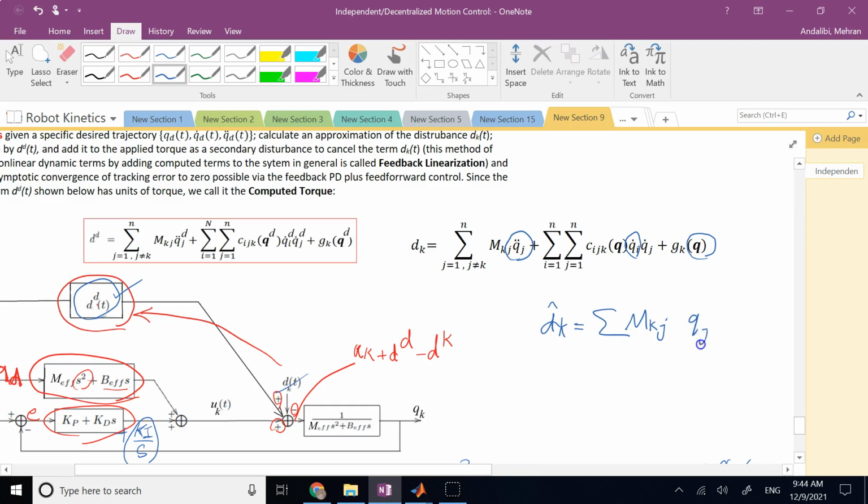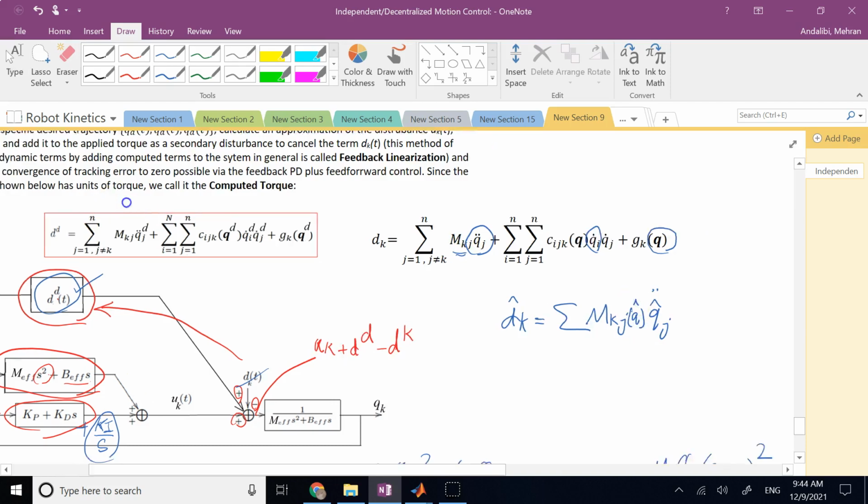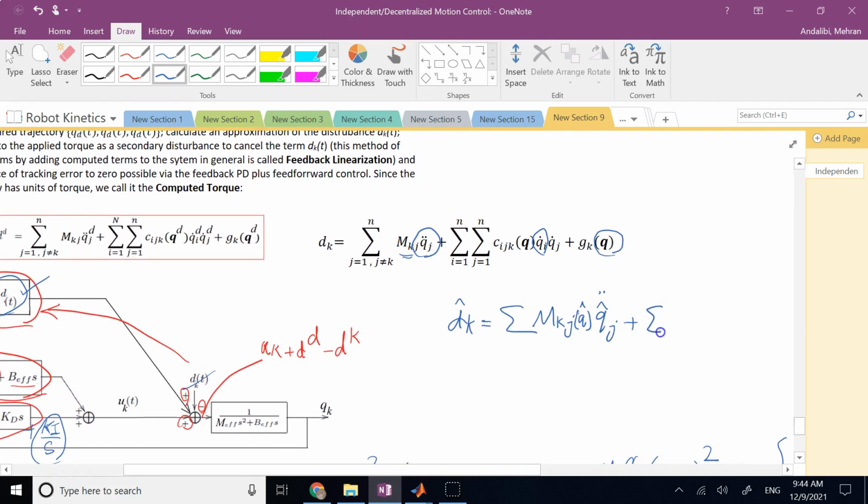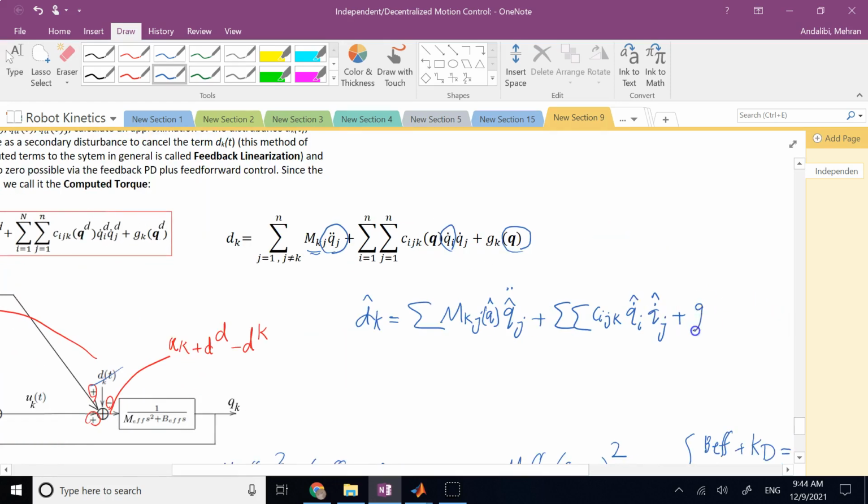But this q double dot_j is going to be q double dot_j hat. By the way, this M_jk that I wrote for you is not constant. It is a function of q itself, so it is going to be like q hat. And then plus double summation, and then C_ijk, and then q_i dot hat, q_j dot hat. And then plus G of q hat again, where hat is the estimate for the parameter.